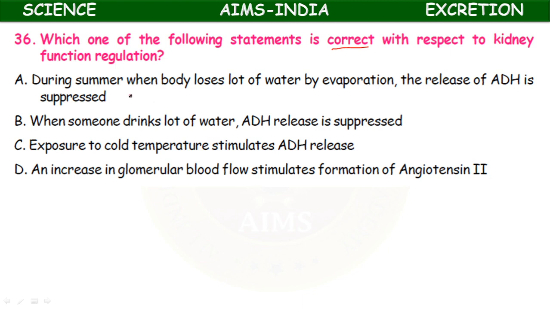So once again, let us slowly study. During summer, when the body loses a lot of water by evaporation, release of ADH is suppressed. This is a wrong statement. ADH means antidiuretic hormone. It is also called vasopressin. Okay. Next, when someone drinks a lot of water, ADH release is suppressed. Yes, this is right only.